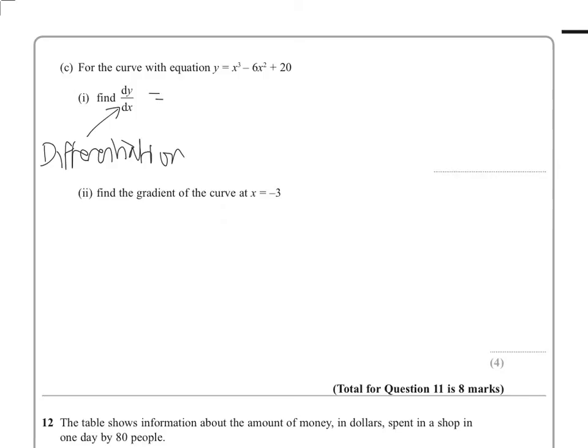For dy by dx, we bring the power to the front and reduce the power by 1. By doing that, we multiply the number at the front by the power, so minus 6 times 2, so minus 12. Reduce the power by 1, 2 minus 1 is 1. If we've got a number by itself, it disappears, so dy by dx equals 3x squared minus 12x.